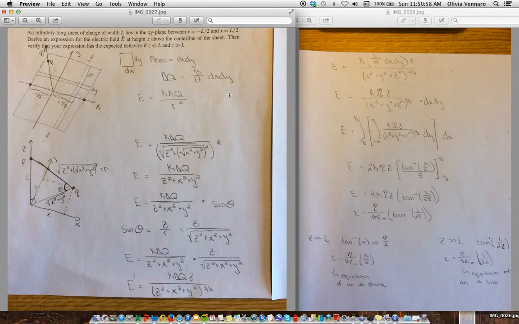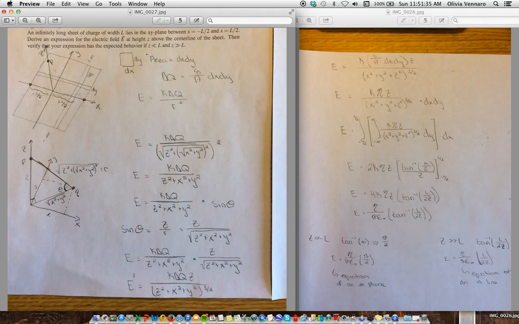So first I drew a diagram, and you have the y-axis, the x-axis, and the z, and the sheet is going from negative infinity to positive infinity in the y-axis, and it's going from negative L over 2 to L over 2 in the x-axis. I also chose a field point P on the z-axis as just a reference point, and I took a slice of the sheet dx and dy, which would make a square, so the area would just be dx dy.